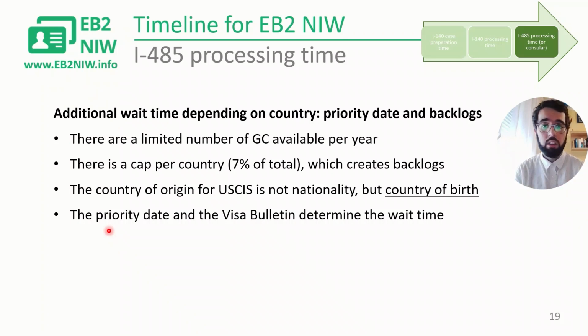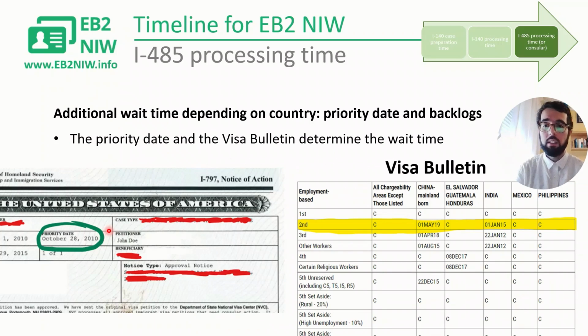And to illustrate this, here I have a screenshot of the receipt that you get once you submit your I-140. You will get a priority date. In this example, is somewhere in 2010. And then you go to the Visa Bulletin, and I have a video on Visa Bulletins. I'll leave a link right here as well, so you can see how to read this.